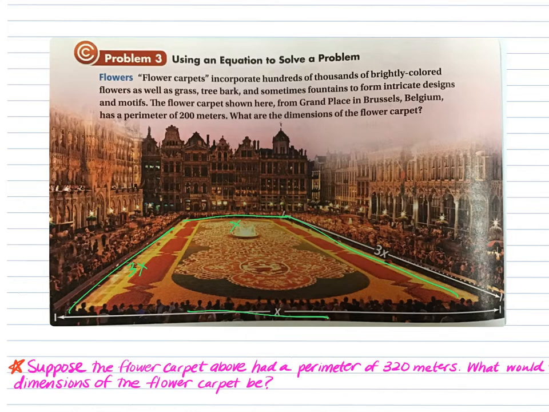So perimeter is going to be add up the sides, right? So 3x plus 3x plus x plus x. And they say it's 200. So now we just have to solve for x. So combine all these like terms. 3, 4, 5, 6, 7, 8. We have 8 x's. And that equals 200.